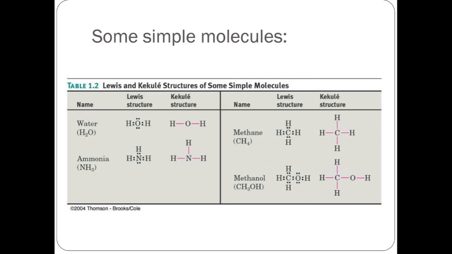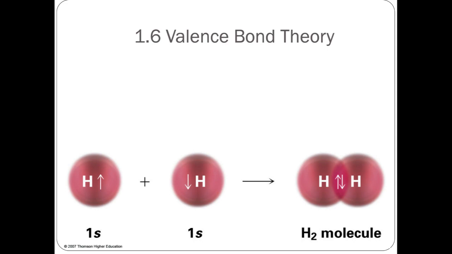You can see here Lewis and Kekule structures of water, ammonia, methane, and methanol. Oxygen atom has 2 non-bonding lone pairs. Nitrogen atom has 1 non-bonding lone pair. Carbon atom has no non-bonding lone pair.